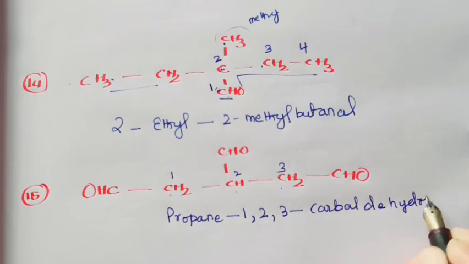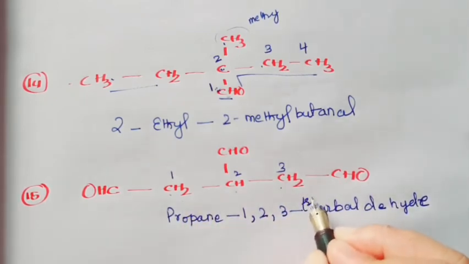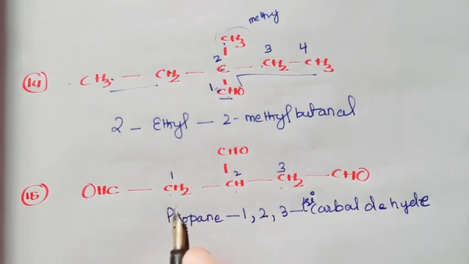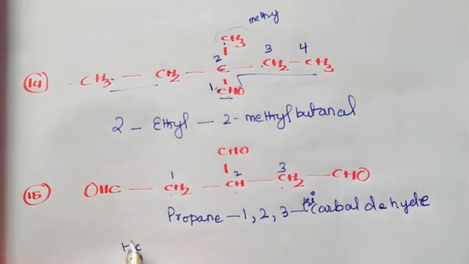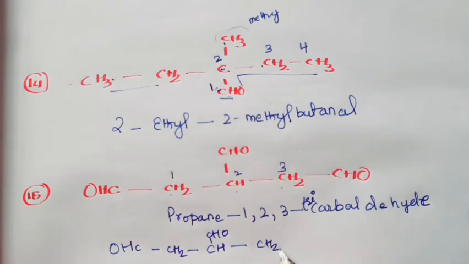How many are there? 3, so we'll add prefix tri. Okay, so one very simple name for this is propane 1 2 3 tricarbaldehyde. Okay, or the other way is like CHO, so CH2 CH CHO, then CH2 CHO.